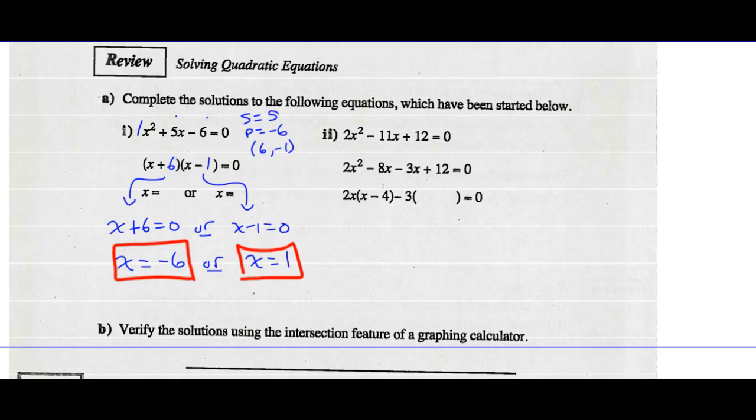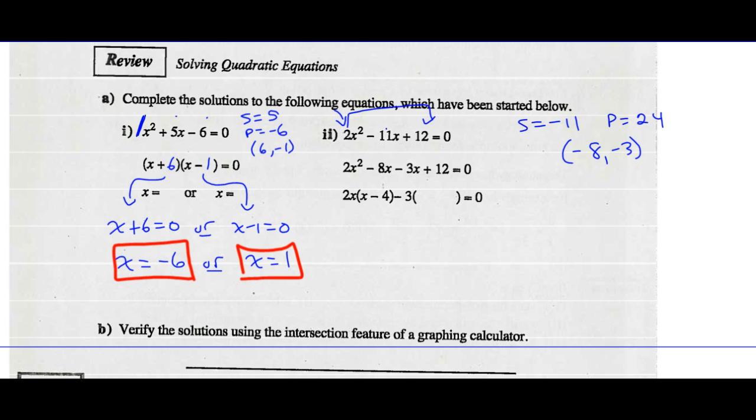Part 2, I've got a complex trinomial. In other words, there's a number other than 1 in front of the x squared term, and I want to factor this complex trinomial before I can solve this quadratic equation. So to factor a complex trinomial, we ask ourselves what two numbers have a sum of the middle term, negative 11, and a product of the first times the last. 2 times 12 is 24. So the two numbers that add to negative 11 and multiply to positive 24 are negative 8 and negative 3.